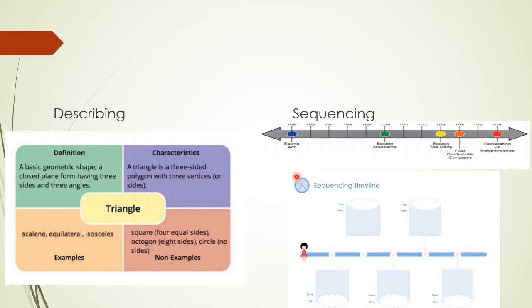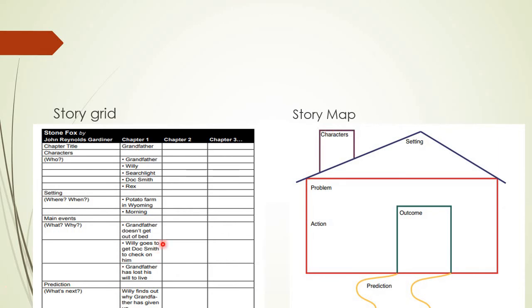So you can represent the information when you have some kind of timelines, when you have some kind of sequence, then you can represent information in this way, right? The next important type of concept map is story grid.